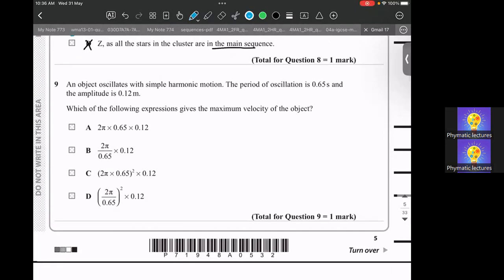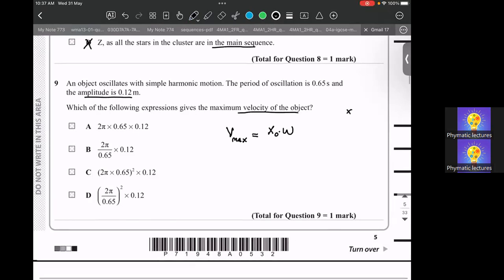An object oscillates with a simple harmonic motion. The period of oscillation is 0.65 seconds and the amplitude is 0.12 meter. Which of the following expressions gives the maximum velocity of the object? For any simple harmonic motion, the maximum velocity could be explained as x0 times omega. What is x0? That is the amplitude.